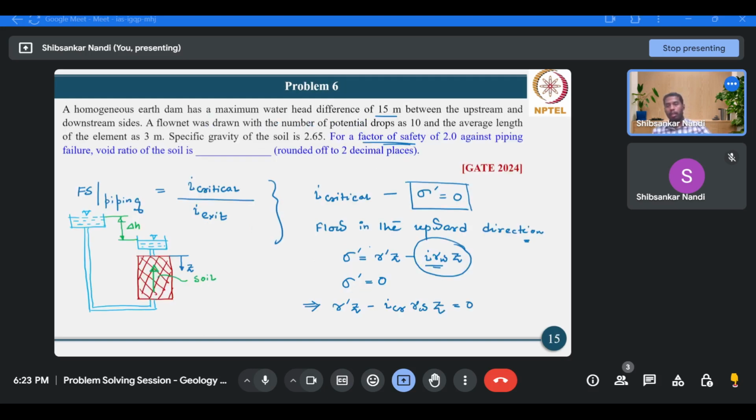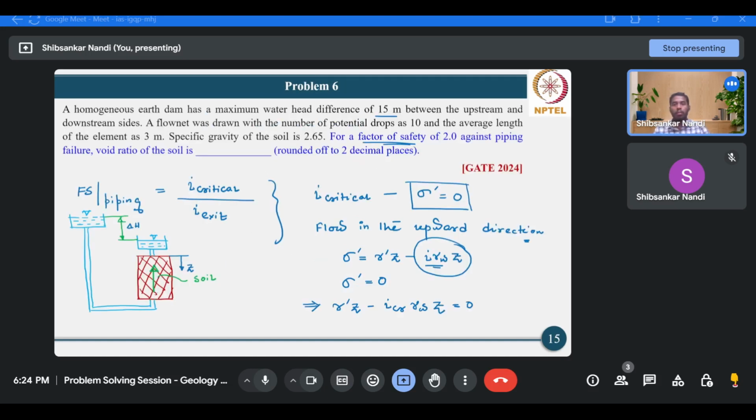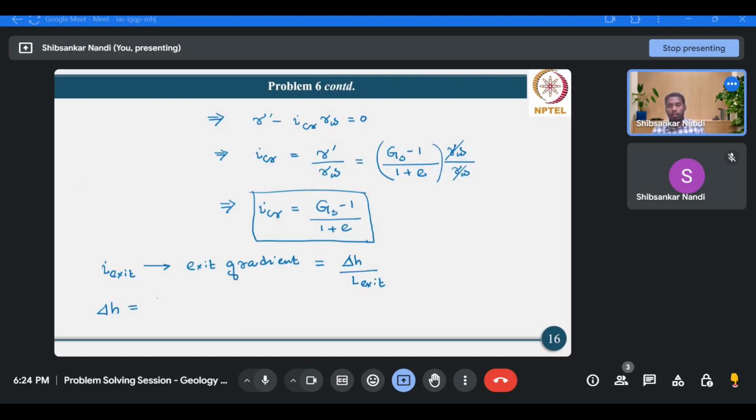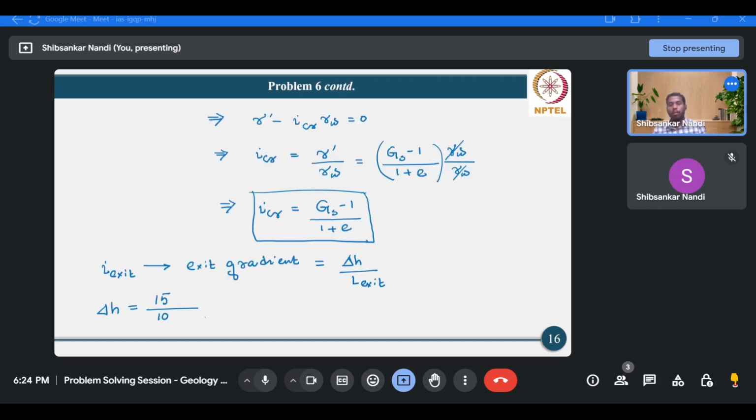Now, how can we determine this delta H? This delta H might be confusing, so rather we can write it as capital delta H. We can determine it by dividing the total head difference between the upstream and downstream side by the number of potential drops. So this is the head difference per potential drop. This is 15 divided by the number of potential drops, which is 10. This is the head loss, and this is the number of potential drops through which the head is lost. So 15 divided by 10, that means 1.5. And what is L exit?